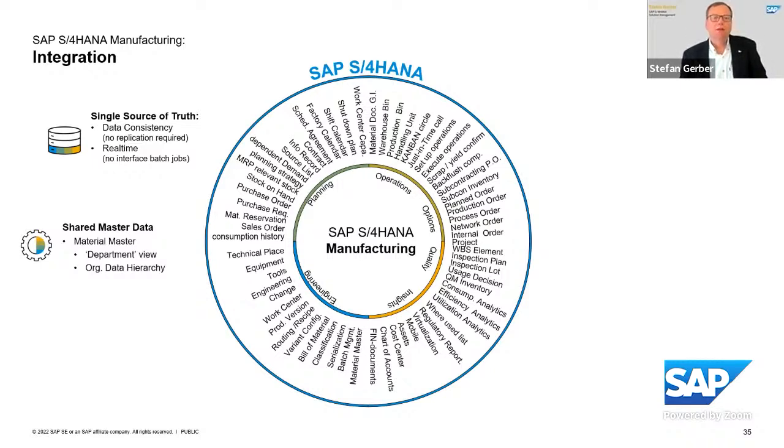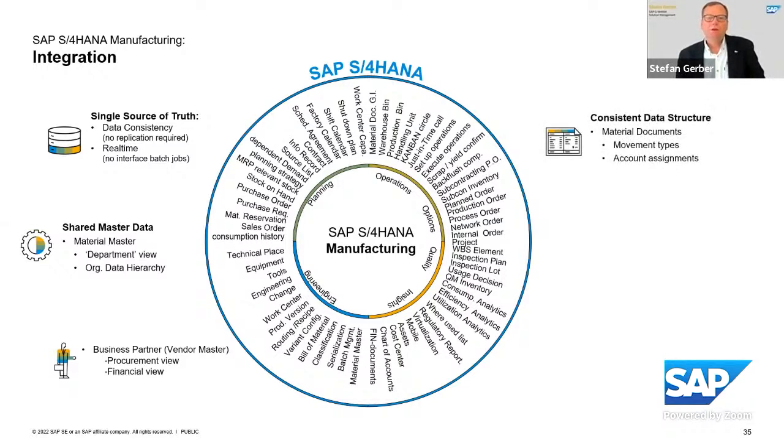Also, as mentioned, we share the same master data with other logistics modules, like the material master, but also the business partner, for example the vendor master, where we have a view for the procurement side as well as a view from the financial side. Also for transaction data, we use the same structure, like for the material documents, whether it's a goods issue, a goods receipt, stock transfer, or inventory adjustment. We use the same structure, just with different movement types and therefore different account assignments.